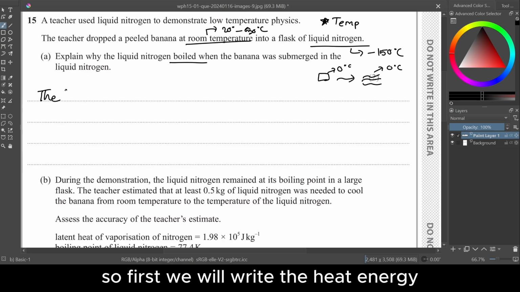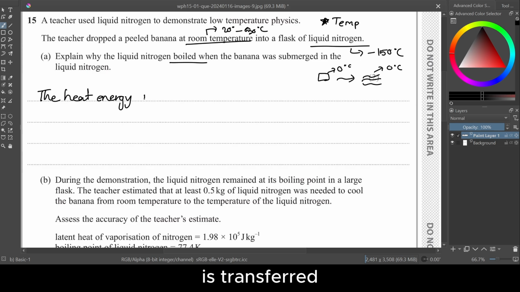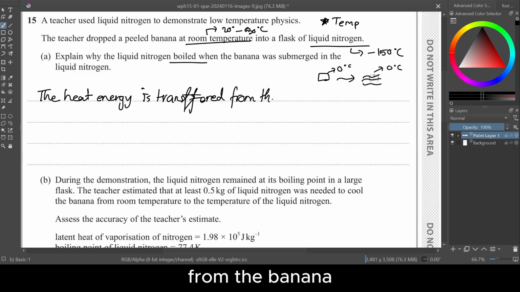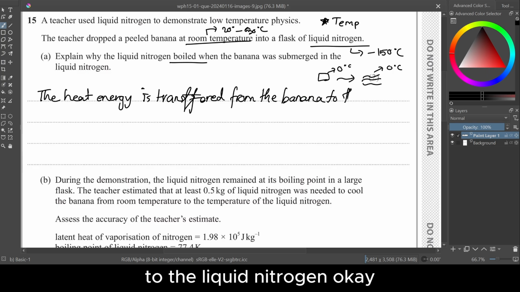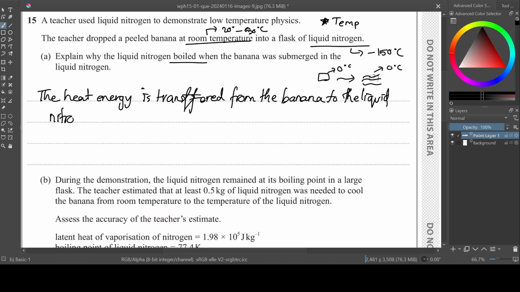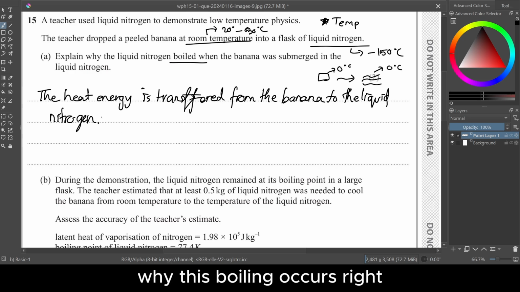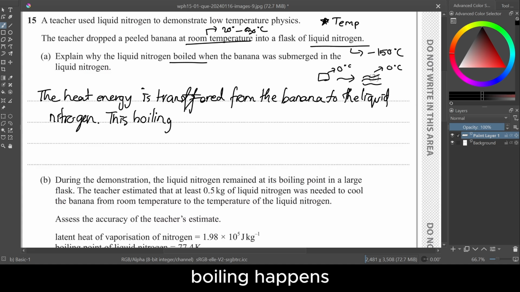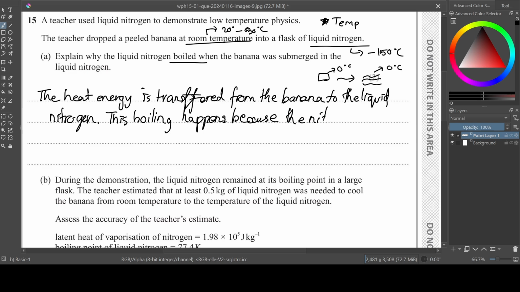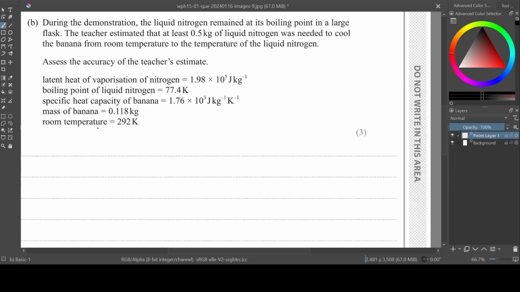So first we will write that the heat energy is transferred from the banana to the liquid nitrogen. Now, the second thing you will mention is why this boiling occurs. The heat energy is transferred from the banana to the liquid nitrogen, but I still didn't get why it boiled, right? So then you will say that this boiling happens because the nitrogen absorbs the heat as latent heat.